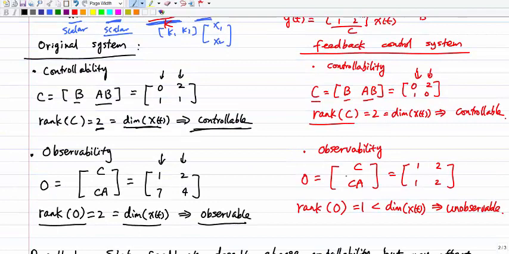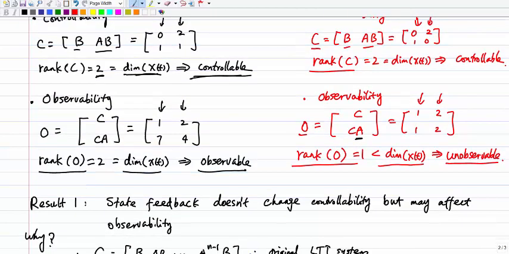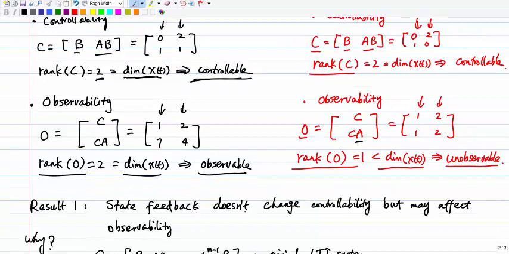Now, what is interesting is the observability of the new system after state feedback. Observability is computed by C and CA, where this A is the red one, not the black one. If you compute this observability matrix, it turns out O is equal to (1, 2) and (1, 2). Apparently these are dependent, because the second row is just the same as the first. So the rank of O is equal to 1, which is less than the dimension of x-tilde. So this is not observable. The general conclusion is that state feedback does not change controllability, but may affect observability.